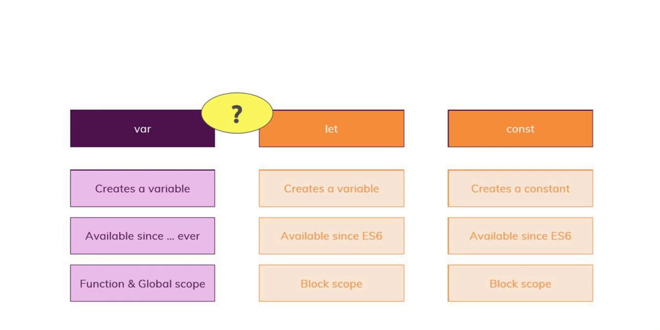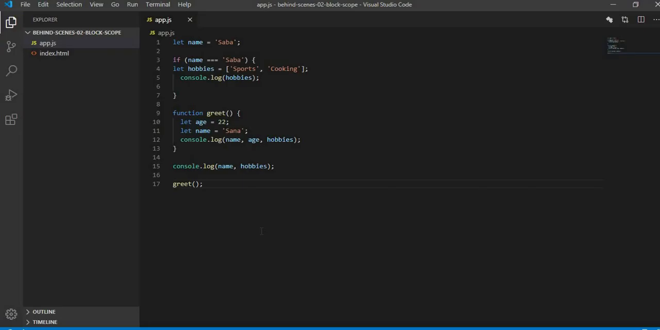var has been there since the start of JavaScript. let and const came in ES6. var is used in function and global scope, whereas let and const are used in block scope. We will discuss this with the help of an example.